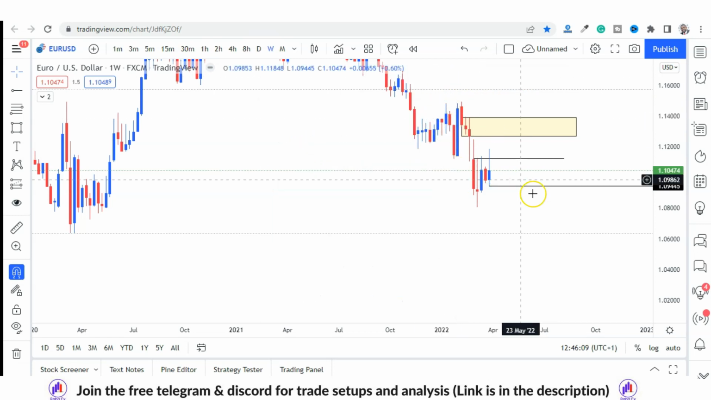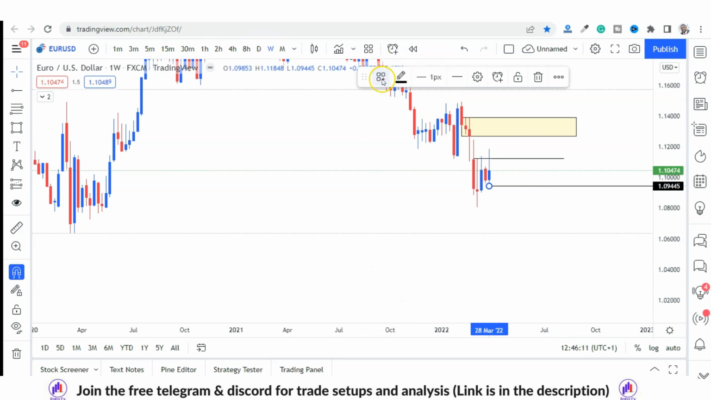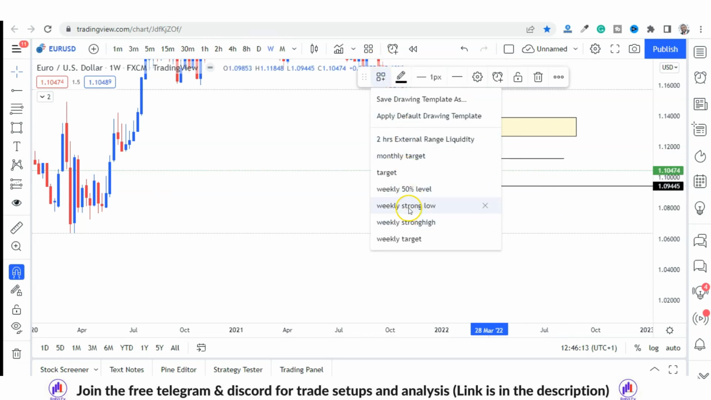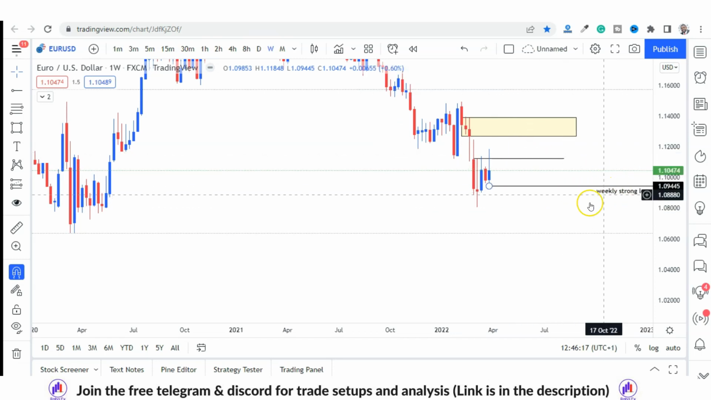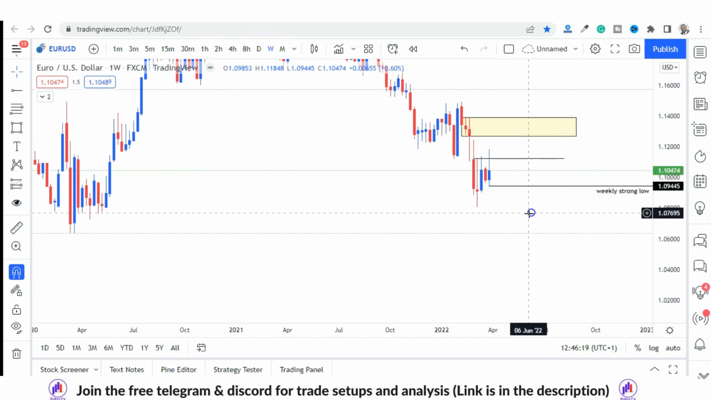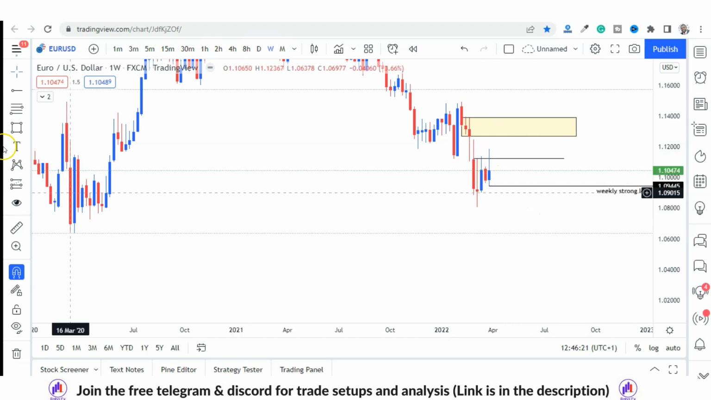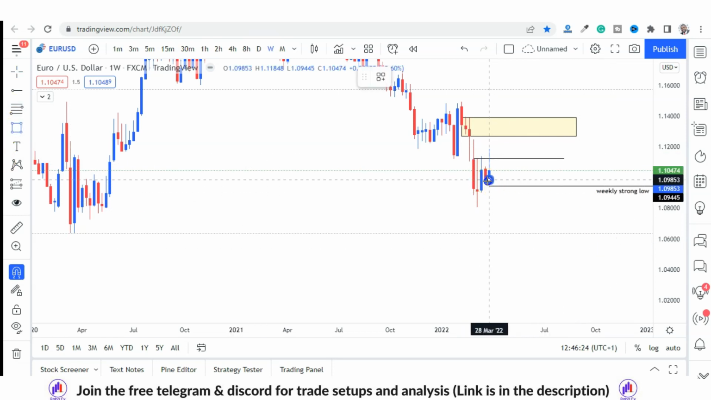One minute, please. I'll put here weekly strong low. Okay, good. Once I give this annotation, weekly strong low, I will know that when price is approaching here, I will look for an opportunity to buy somewhere in here.